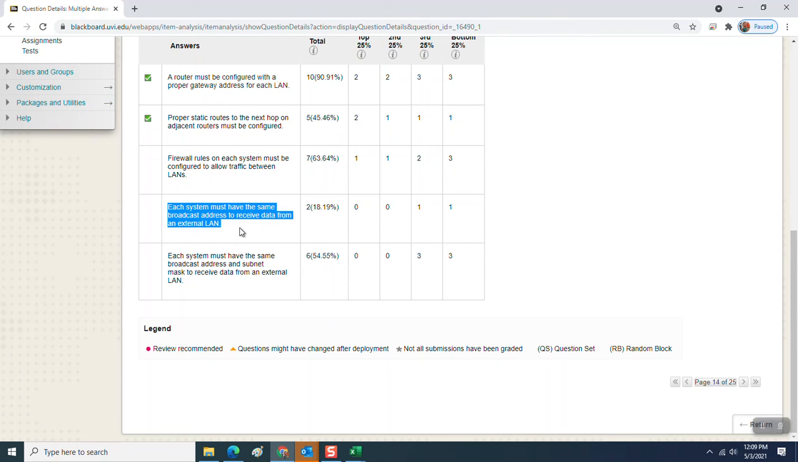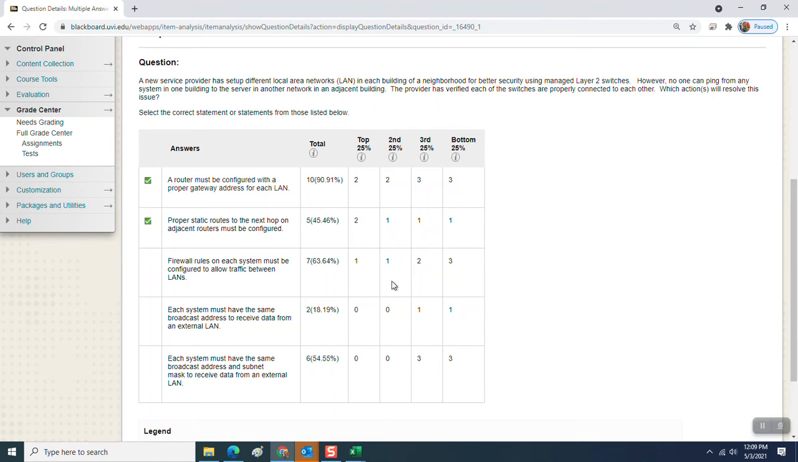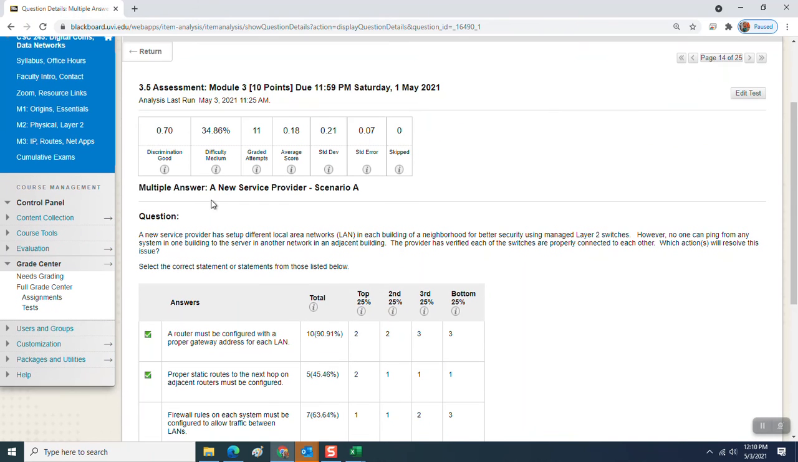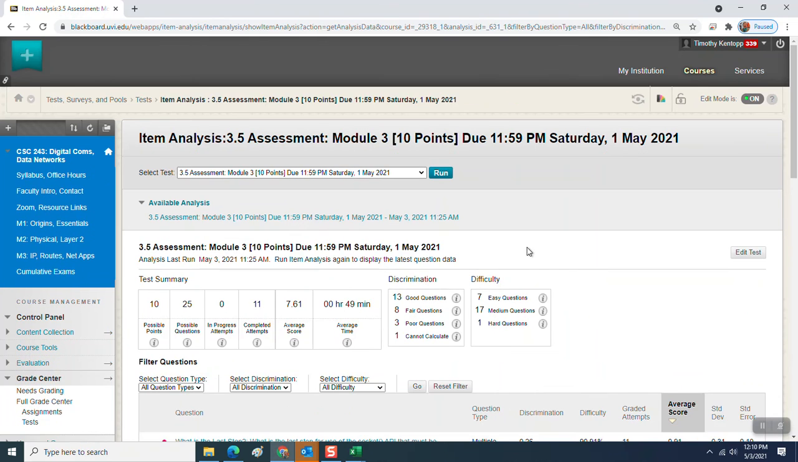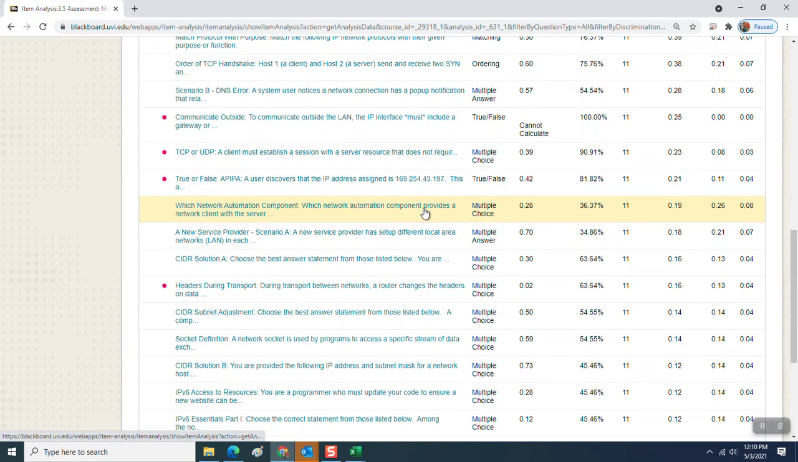Each system must have the same broadcast address? No. If each system has the same broadcast address to receive data from the external LAN, the broadcast address is only used in the local LAN, not external LANs. So that's an incorrect answer. Each system must have the same broadcast address and subnet mask to receive data from an external LAN. That's just a slightly different way of restating the same erroneous premise. So it's these two answers. A router and a route. In a nutshell, that's what you need.